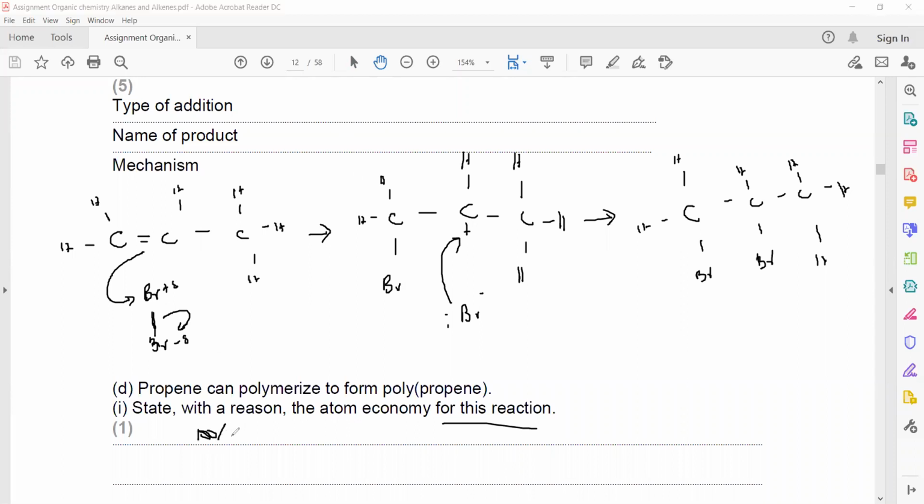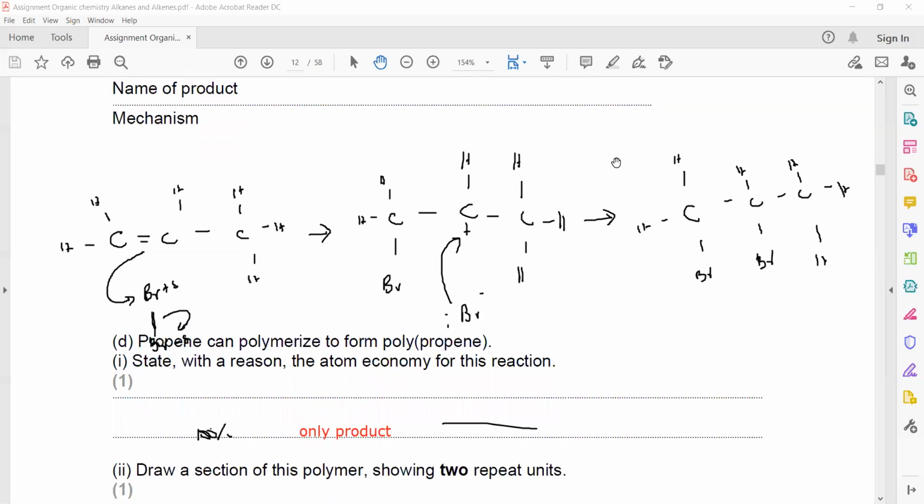And what is the reason for that? You will mention that there's only one product. Because the atom economy is the mass of the desired product divided by the total mass of reactants, if the only product is your desired product, both will have the same mass, multiplied by 100. So you will get 100% atom economy for this type of reaction.